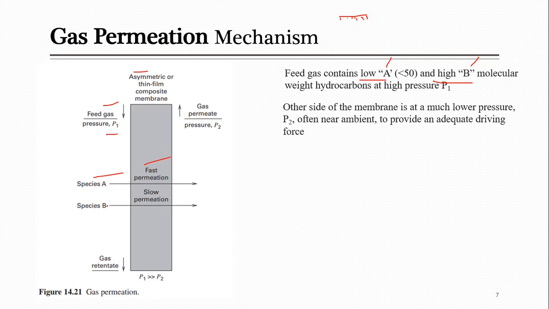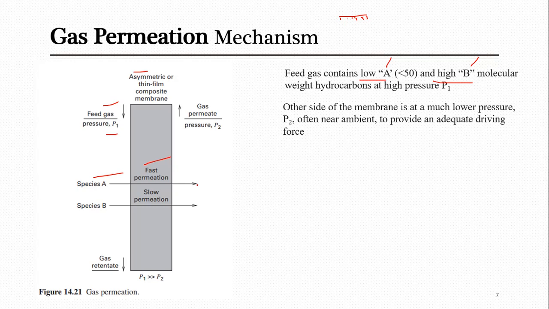Then there are B type species, heavy molecular weight species. They have slow permeation. As I told you already, for these membrane applications, membranes are not 100% selective. They also allow other species to pass through. They can't 100% retain, or they can't stop molecules of B from passing through. Some of those will definitely pass through this membrane along with the components of A.